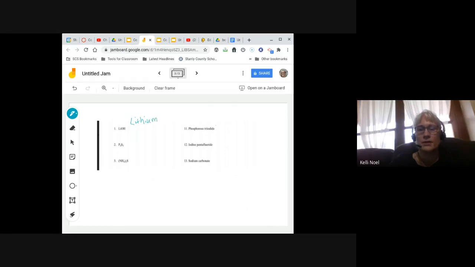H, because there are 3 capital letters. I know my last 2 are probably going to be a polyatomic. I would look on the chart, and I know that's hydroxide. All right, so this first column, 1 through 10, is going to be writing these names out.